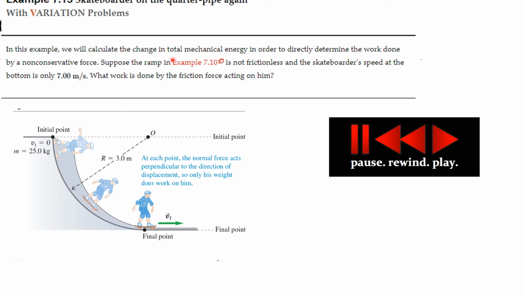In this example, we calculate the change in mechanical energy in order to directly determine the work done by the non-conservative force. So now we're saying there's some friction on this. Before, we took that to be a frictionless thing. Now suppose the ramp is not frictionless, and the skateboarder's speed at the bottom is 7 meters per second. In the earlier example he was going faster than that, because we were letting this be frictionless. So the question is, what work is done by the friction force acting on him?